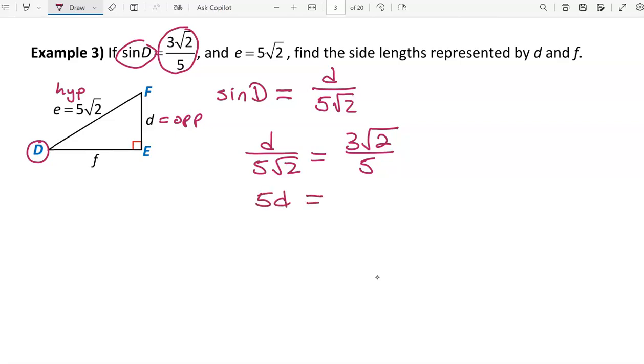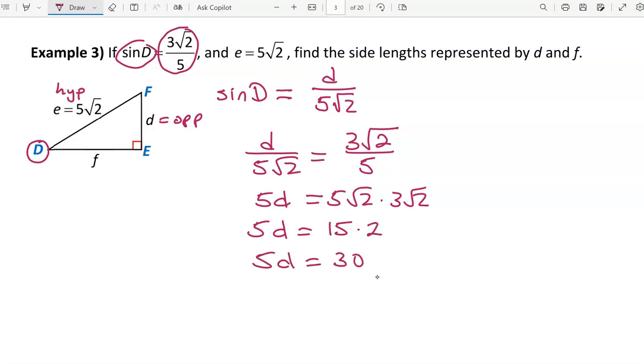5 times D is equal to 5 times the square root of 2 times 3 times the square root of 2. Be careful here when you're multiplying your radicals. 5 times 3 is 15. Square root of 2 times square root of 2 is 2. So 5 times D is equal to 30, and D is 6. There's one of our sides.